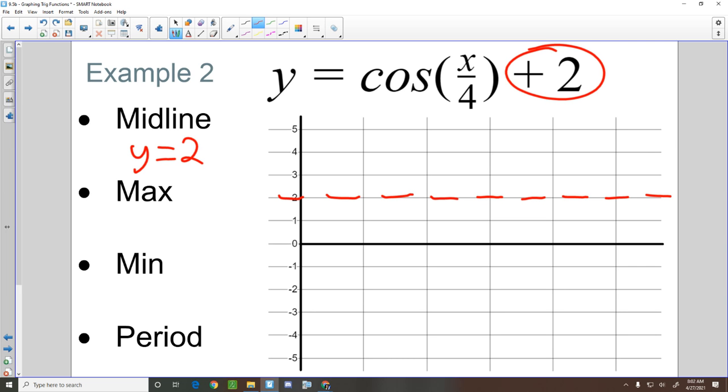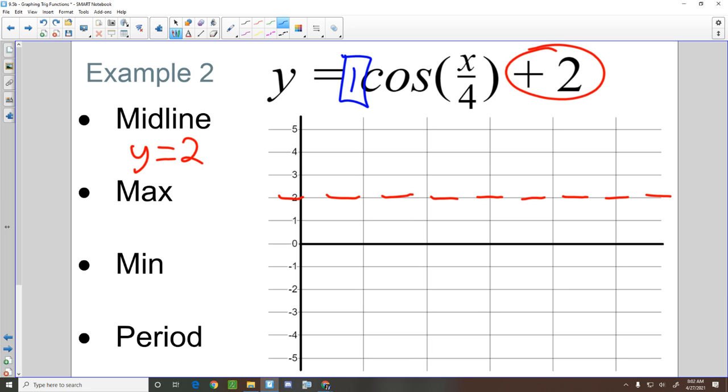Next, we need to determine the maximum and the minimum. That's going to be based off the amplitude. What's the amplitude of this function, though? Yeah. Normally, it's the number written in front of the sine or the cosine, but is there a number there? Right here is where the amplitude would be written, but there's nothing there. So what number do we use? We use 1, right? There's an invisible 1 in front of that cosine. So the amplitude is 1.